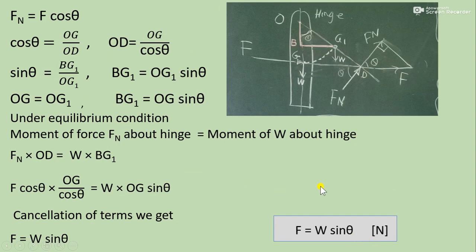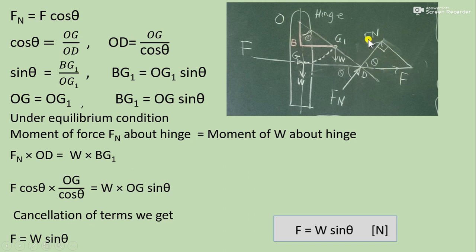Now let us have the relation between force F and Fn. In this diagram, this is the angle theta. When the plate is deflected, the line of action is line OD. On this OD line the normal force is Fn. So the relation between Fn and F will be Fn is equal to F cos theta, because the angle is theta. You can see it over here also.